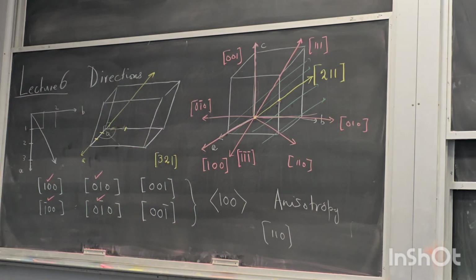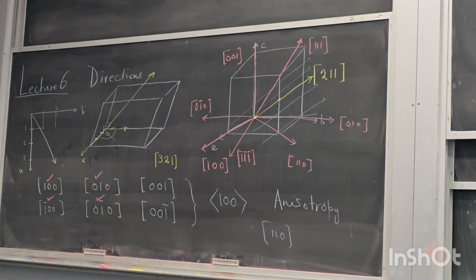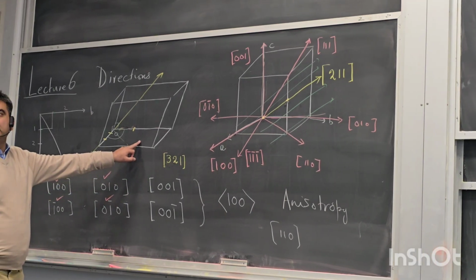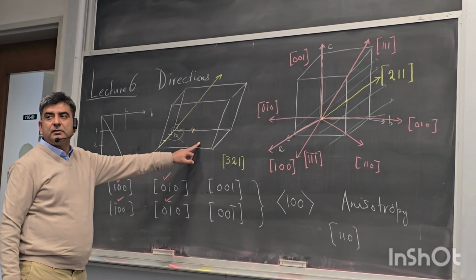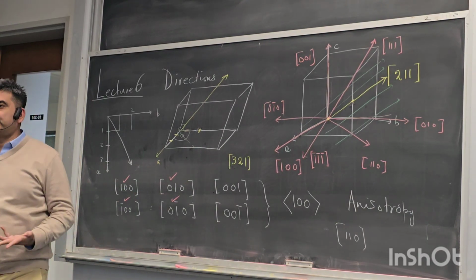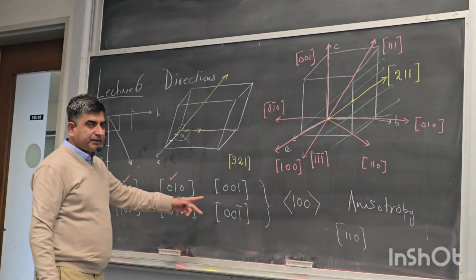So the 0, 0, 1 of these two crystals won't form a group. Sorry? The 0, 0, 1 direction of these two crystals, left and right. The 0, 0, 1 of these two won't form the same group. They will be different. Directions have nothing to do with the group.